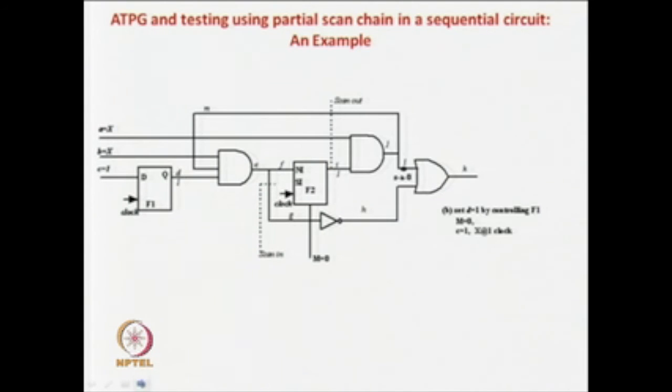Now you make M equal to 0, so that your circuit comes to normal mode. Now you also require a 1 over here. For that there is no scan chain, you will not use a scan chain, as already said, we will be using the time frame expansion method. So, in this case you make C equal to 1 and apply the clock pulse. If you apply the clock pulse, what is going to happen? You are going to get a 1 over here. That is very obvious.